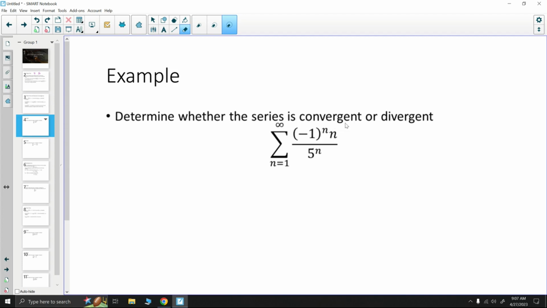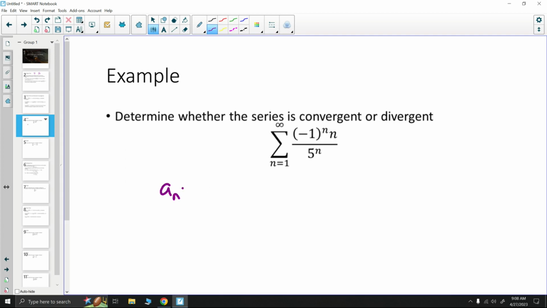Determine whether this series is convergent or divergent. First of all, I recognize that this is alternating, so maybe I'd use the alternating series test. But the problem here is this n over 5 to the n. If it was just 1 over 5 to the n, easy enough, it would just be a geometric series. Basically, this n is causing an issue, so the alternating series test isn't going to really work.